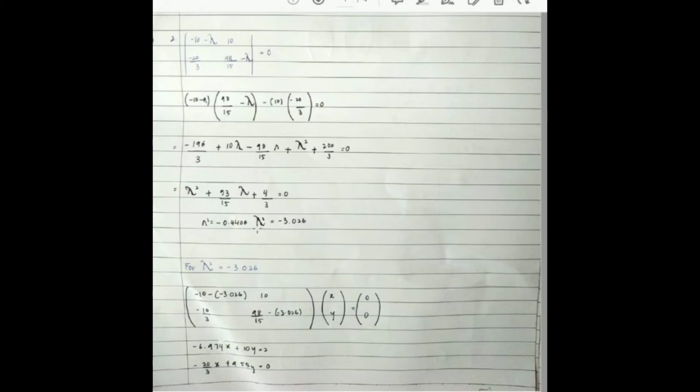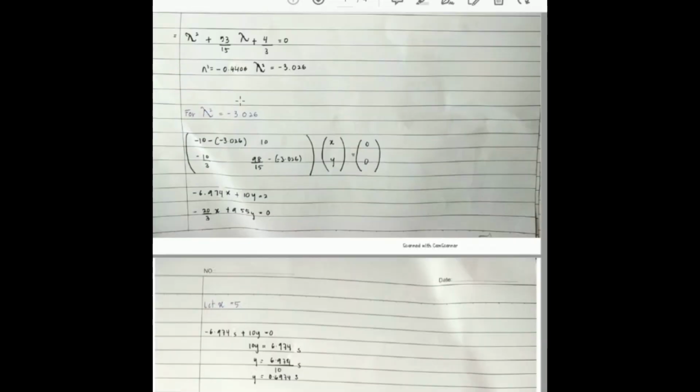So using the calculator, we can find that lambda 1 is 0.4406 and lambda 2 is negative 3.026. Okay, for lambda 2 equals negative 3.026, how do we get it? It's using matrix form. So negative 10 minus negative 3.026 will become positive, and negative 20 over 3, 10, 98 over 15 minus negative will become positive. So x and y equals 0. So negative 6.974 x plus 10y equals 0. This is the first one. And the second one is negative 20 over 3 x plus 9.55 y equals 0.